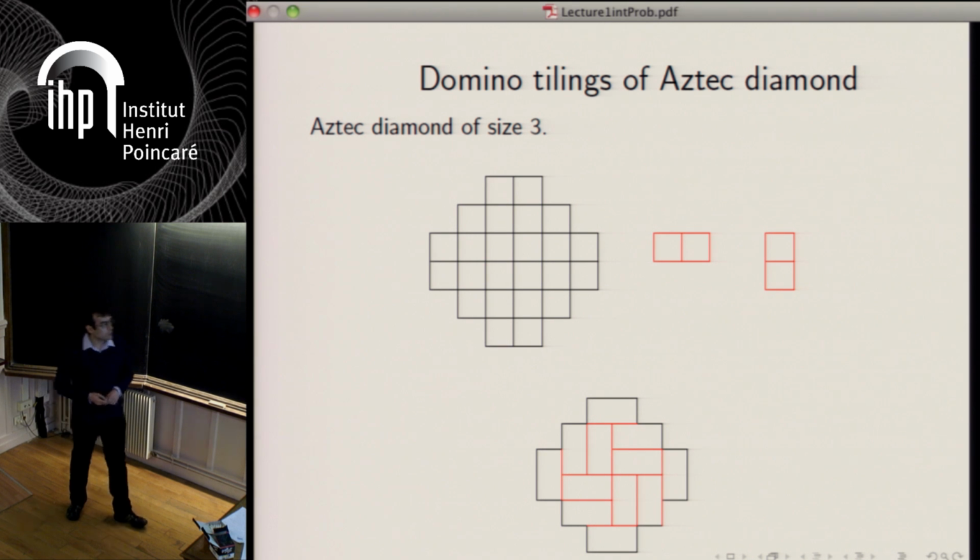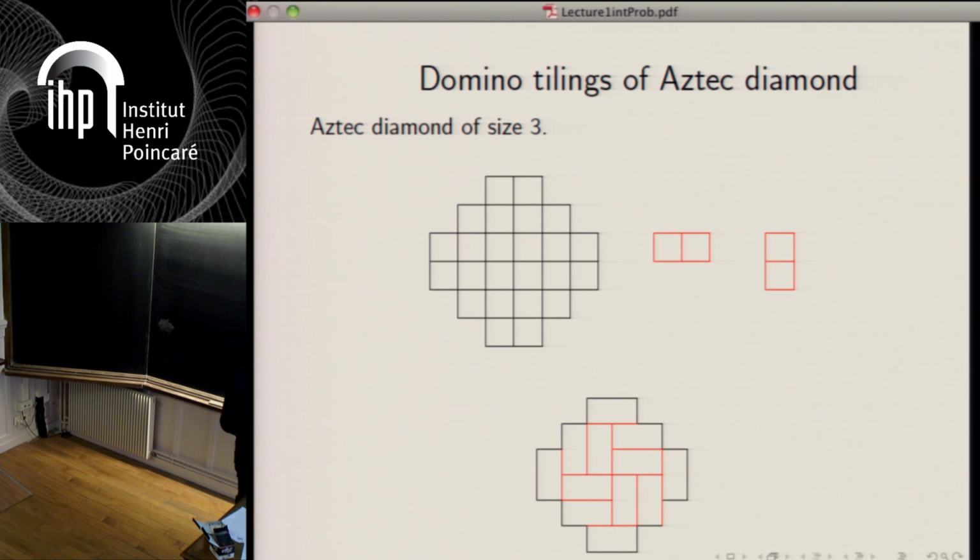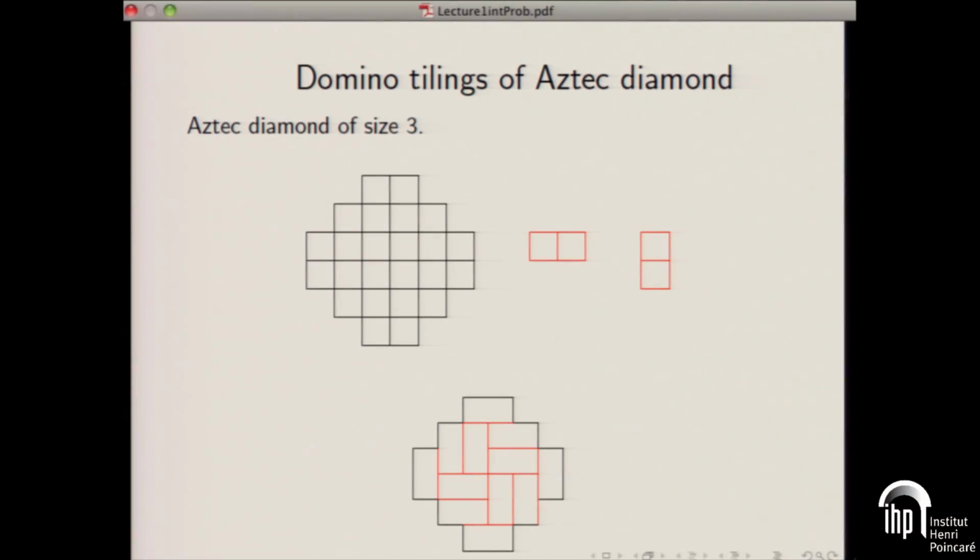It's not very hard to understand that we always have at least one tiling. For example, if we consider all horizontal dominoes, we can cover it. Or if we consider all vertical dominoes, this also gives us a domino tiling. But the question, how many domino tilings do we have, even for this very specific Aztec diamond of size 3, is not very trivial, and it's not even very easy to draw all these domino tilings in this case.